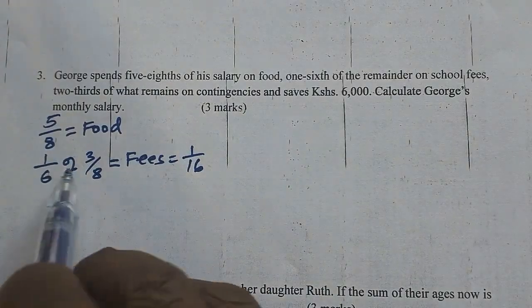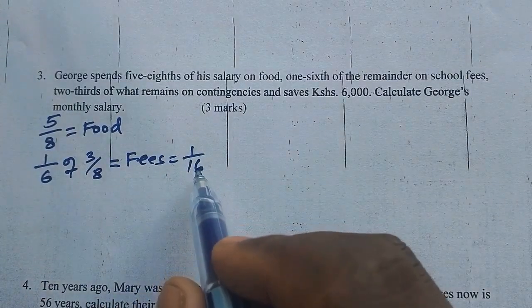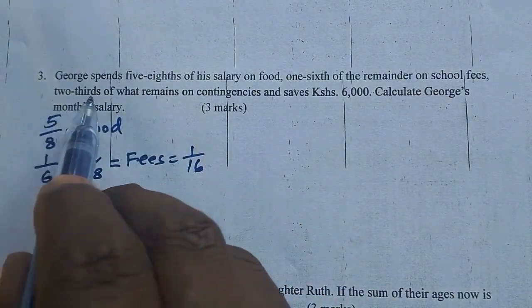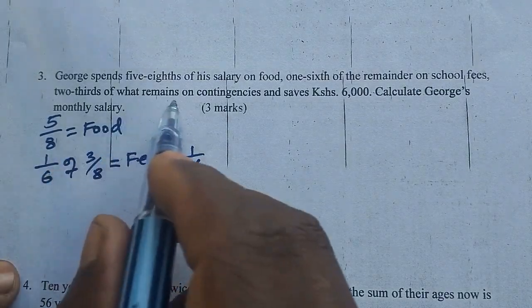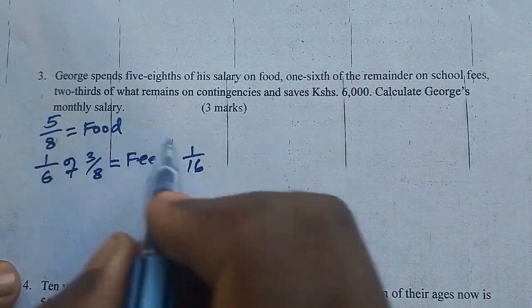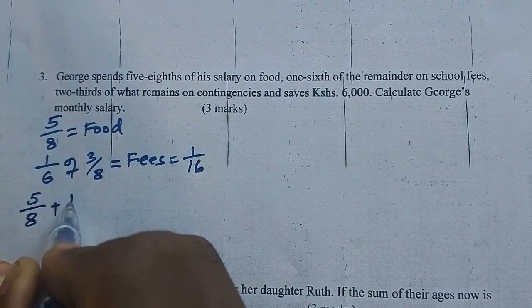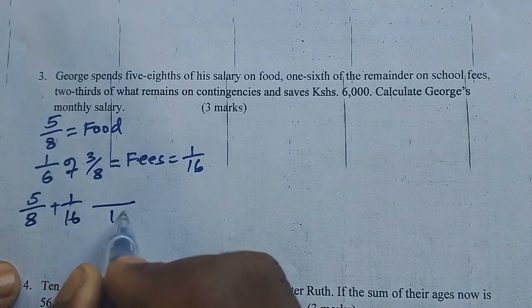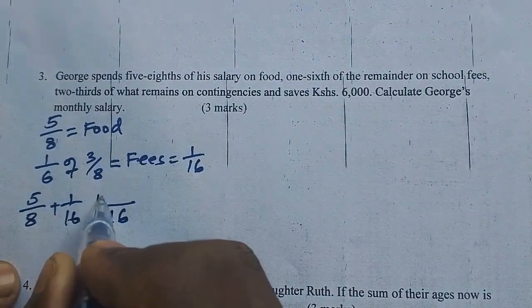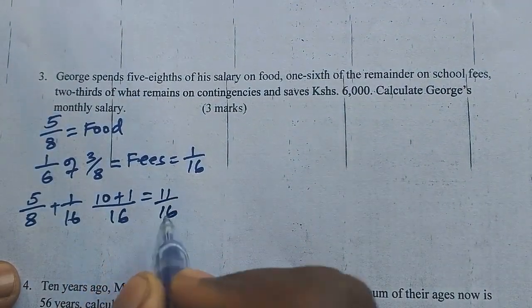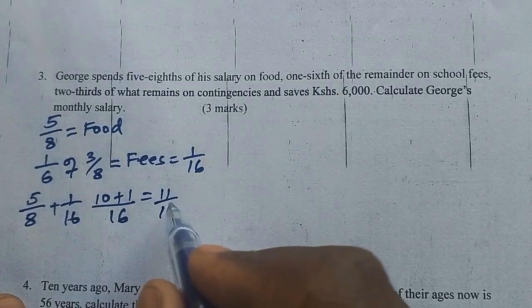So school fees is 1/16. To get what remained, because 2/3 of what remained, let us add the food and the school fees. 5/8 plus 1/16. The LCM is 16. 8 goes here twice, 10 plus 1, which is 11/16. So 11/16 has been used, food and the fees.